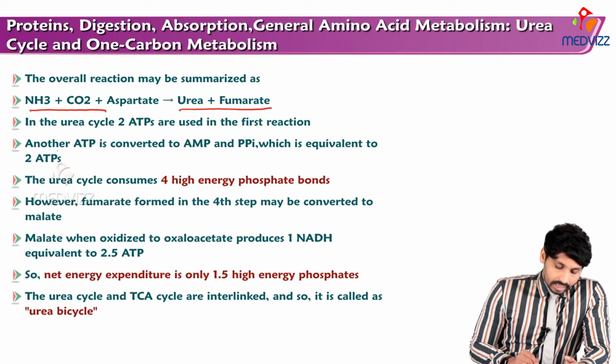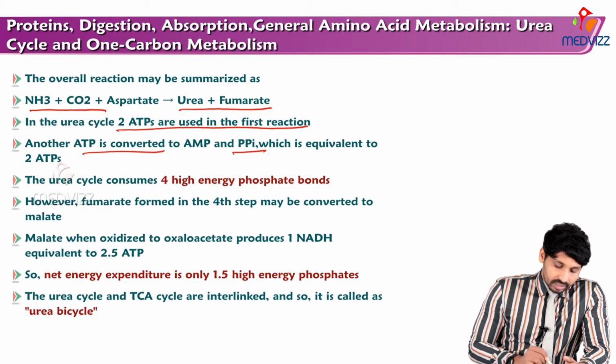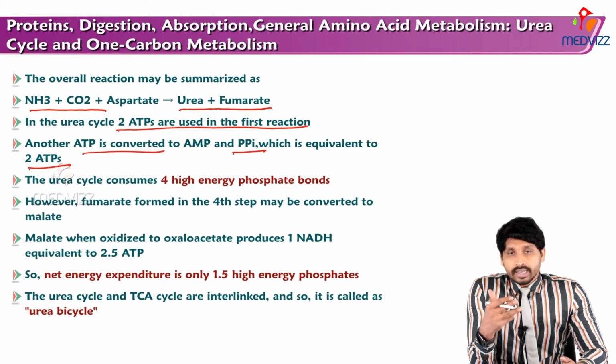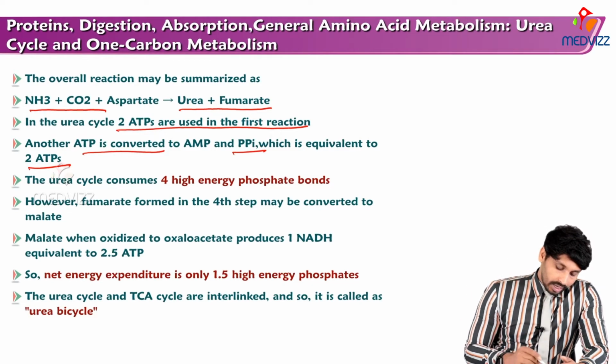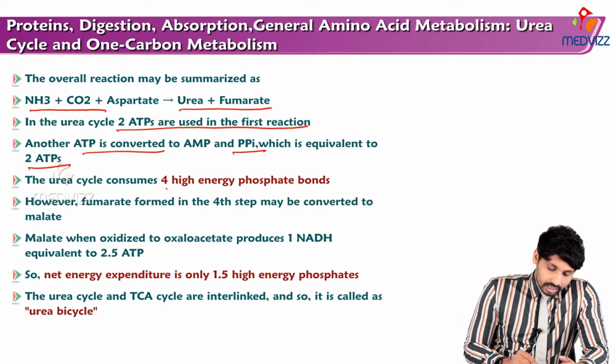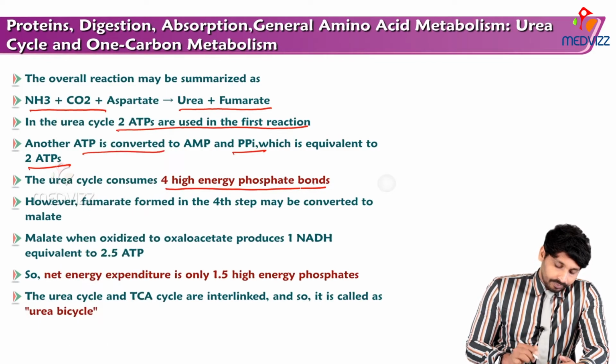In the urea cycle, 2 ATPs are used in the first reaction. Another ATP is converted to AMP and PPi, which is equal to 2 ATPs. So the net thing is we are spending 4 ATPs. Okay, so one urea cycle consumes 4 high energy bonds.